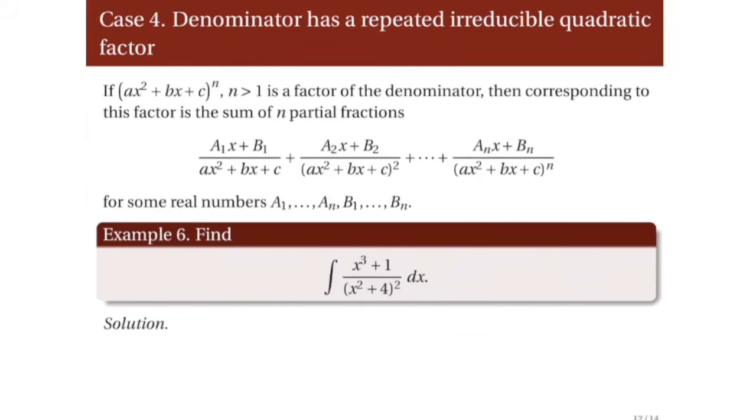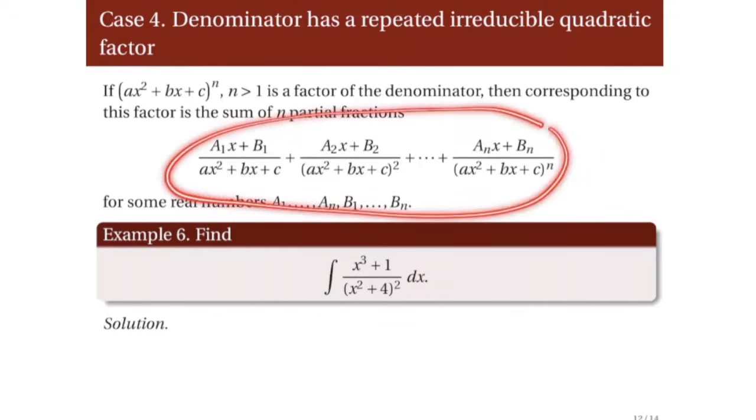So now for our last case, kapag meron tayong denominator na merong repeated irreducible quadratic factor, so that is, para siyang combination ng cases 2 and 3. So if you have here ax squared plus bx plus c raised to the nth power, where n is greater than 1 and a is not 0, of course, is a factor of the denominator, then the corresponding partial fraction to this factor would be a sum of n partial fractions given now by the following.